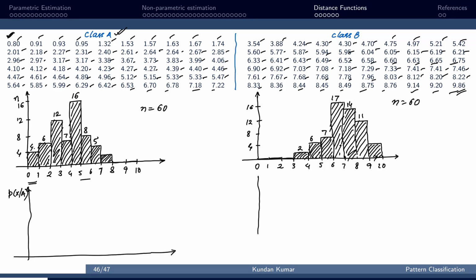Okay, and here we can compute the probability density function, and it will be p of x given b. Okay, so it is 4, 8, 12, 16. So we have this probability will be 4 divided by 60. Okay, so in this way we can compute all.